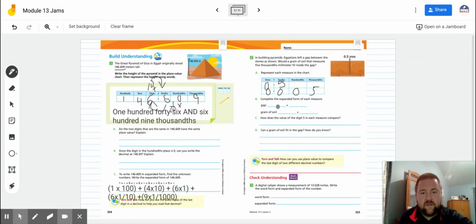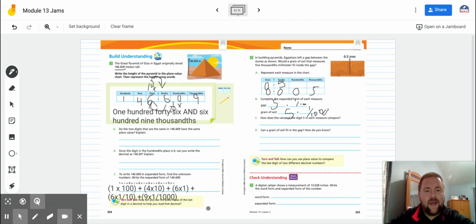So now it says to complete the expanded form of each number. So for the gap, we have the digit, which is a 5, and then the place we have is the tenths. The grain of soil, we have a 5. And then we have the place, which is the thousandths, which is a little tough to write with this, but I'll try my best. Okay, so now it says, how does the value of the 5 compare? Well, when we look at this one, guys, the gap is definitely going to be bigger because we have a 5 in the tenths place compared to a 5 in the thousandths place.